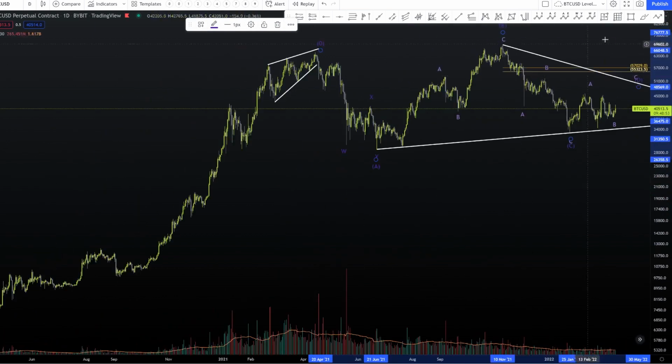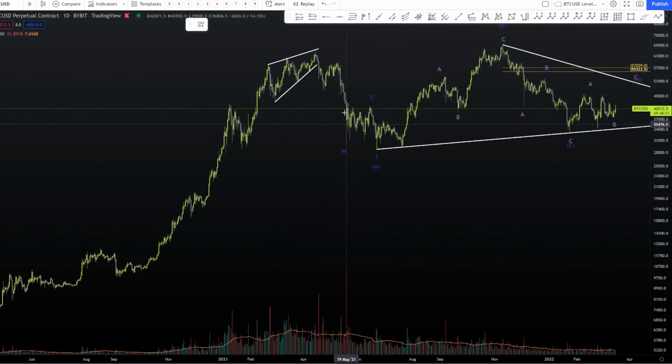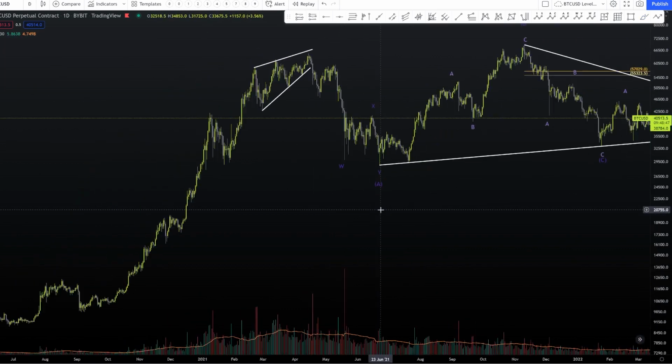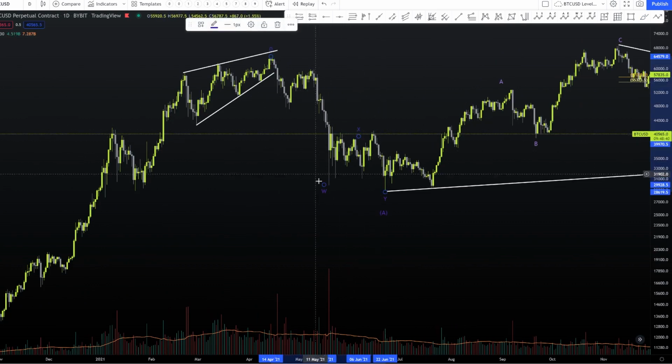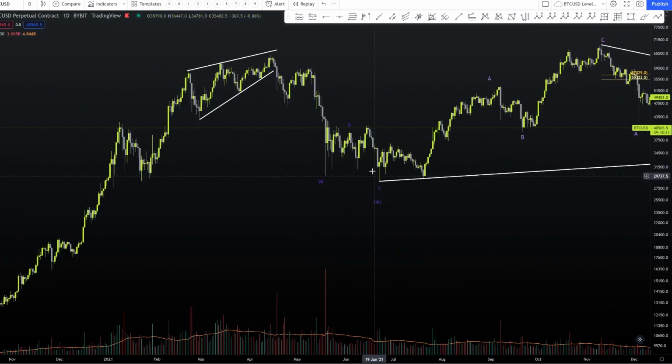And that would be giving us a zigzag for the wave W. So A, B, C for the wave W. There's multiple ways we could count this, but my favorite way to count it is saying zigzag in the wave W, triangle in the wave X. If you were to zoom in, you could get a triangle out of this wave X, which ends right here, and then expanded flat in the wave Y, which would be A, B, C. That would give us this wave A.